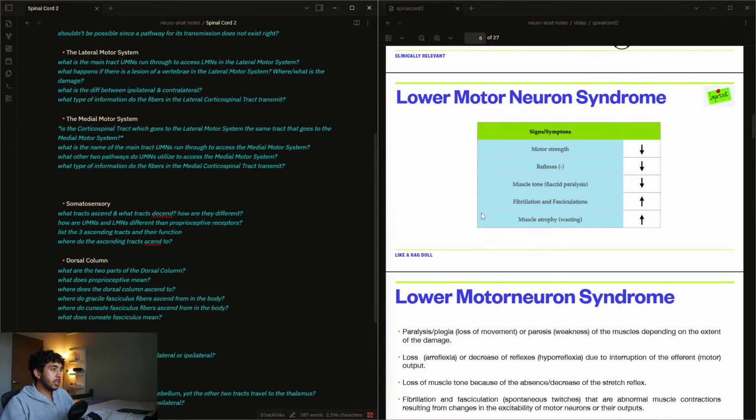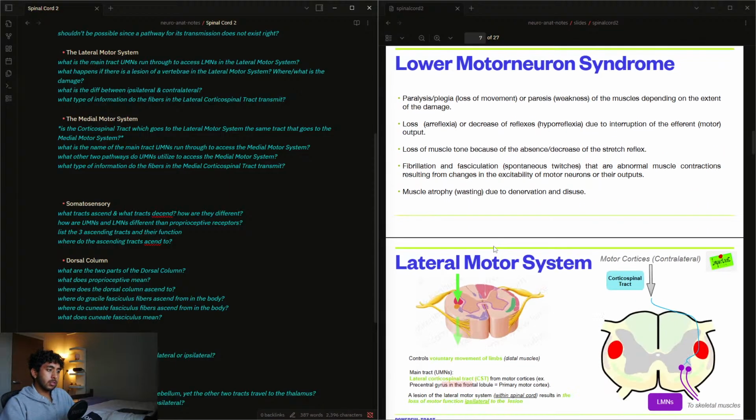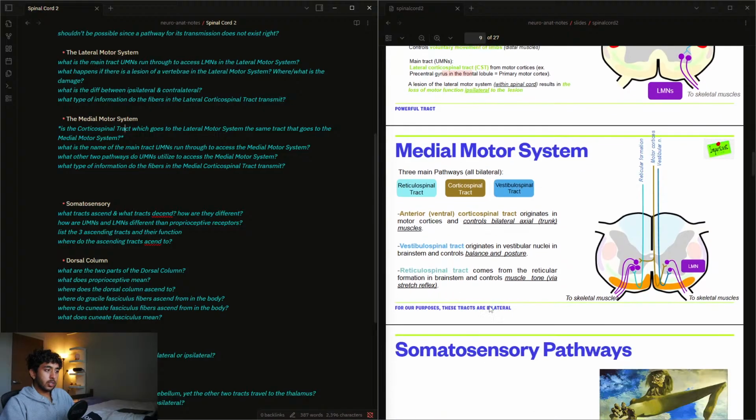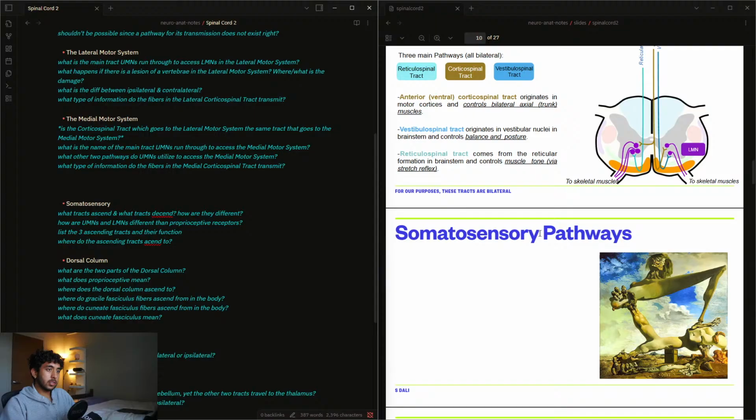Medial motor system is the corticospinal tract, which goes to the lateral motor system. Does the same tract go to the medial motor system? No, they're separate. One is anterior, one is posterior. What is the name of the main tract upper motor neurons run through to access the medial motor system? Corticospinal tract. I'm assuming it's a corticospinal tract.